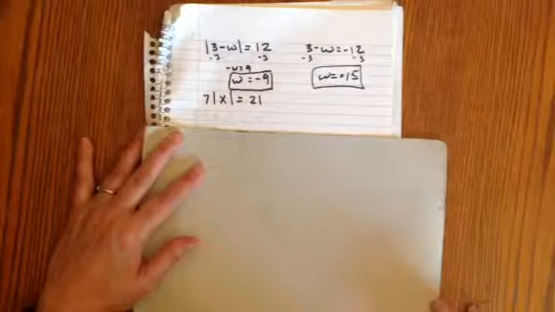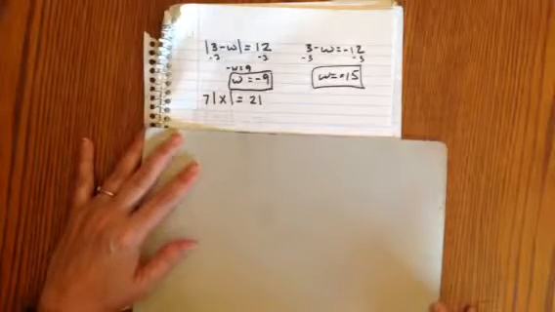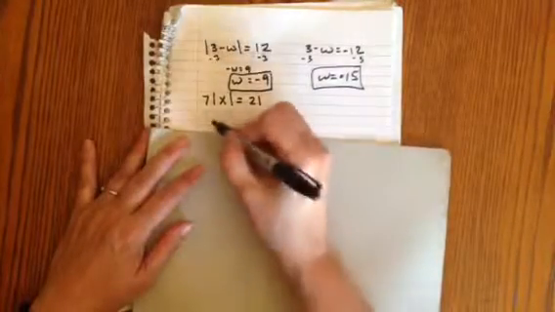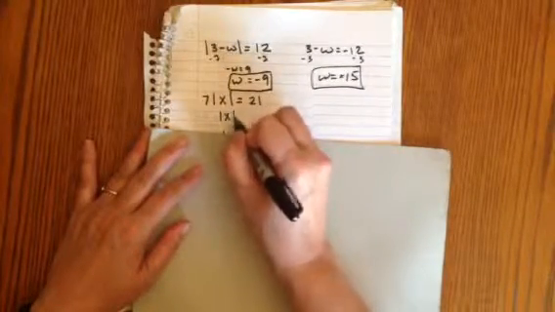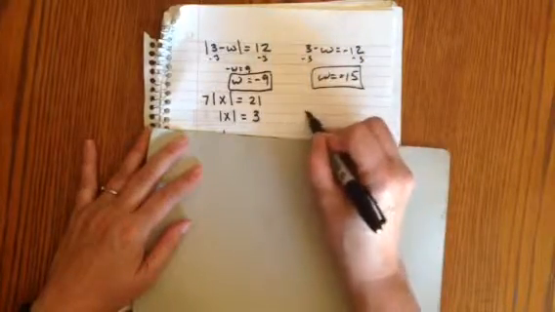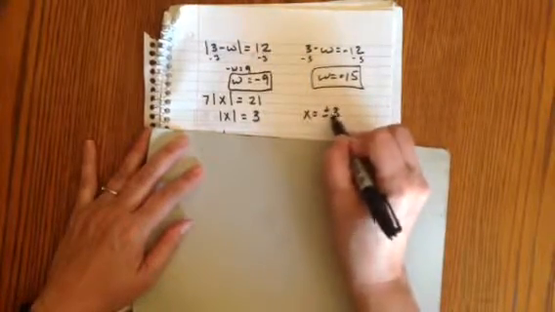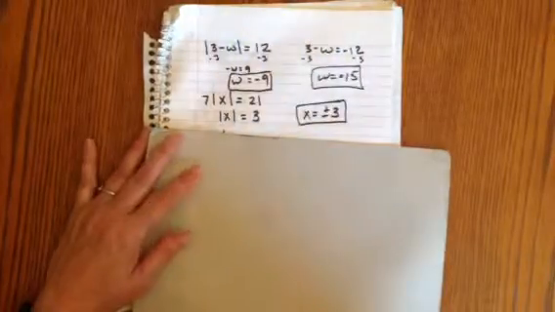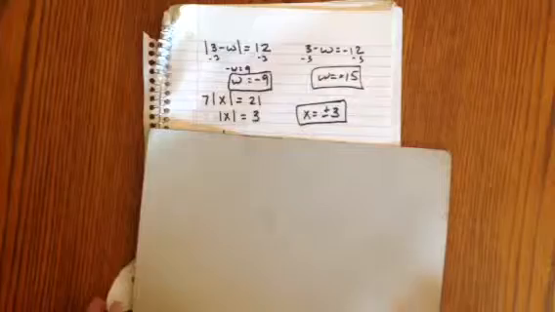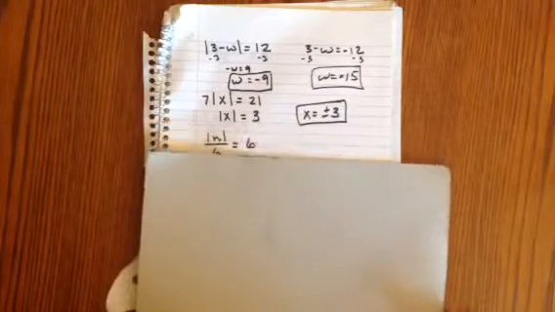Now, what if it's on the outside, though? So if it's on the outside, first let's just take care of that. So I'm going to divide both sides by 7, and I have the absolute value of x equals 3. And I know then that x equals plus or minus 3. Which made it look super, super easy. So deal with what's happening on the outside. I divided both sides by 7 first and then did it.